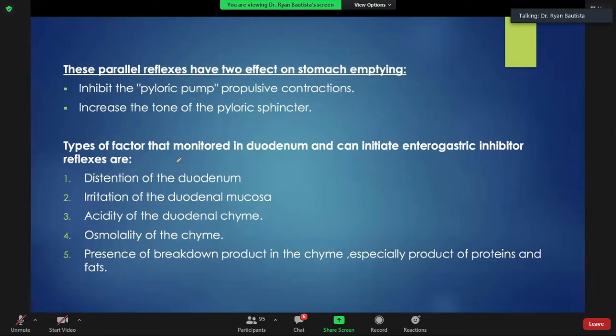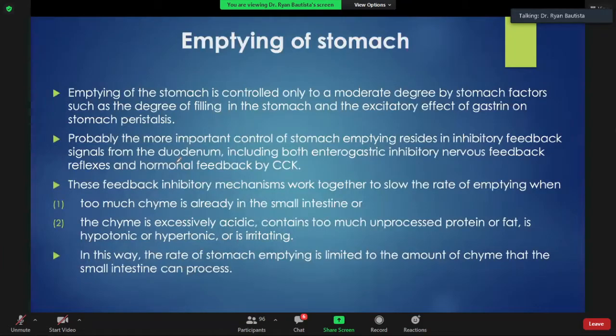Presence of breakdown products of the chyme, especially proteins and fat. That's why, my dear students, if you eat a high protein and high fat diet, it takes more time for you to digest. Once it reaches your duodenum, it decreases your gastric emptying, the emptying of the stomach, as I've said, through CCK. We mentioned that during the hormones. That's why I encourage you to study the table that I presented to you a while ago.